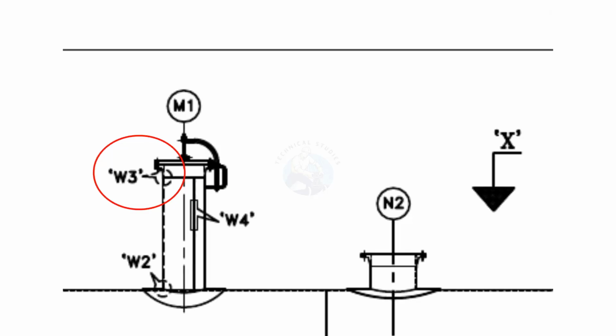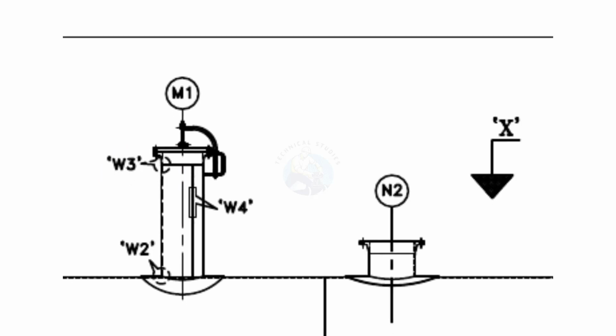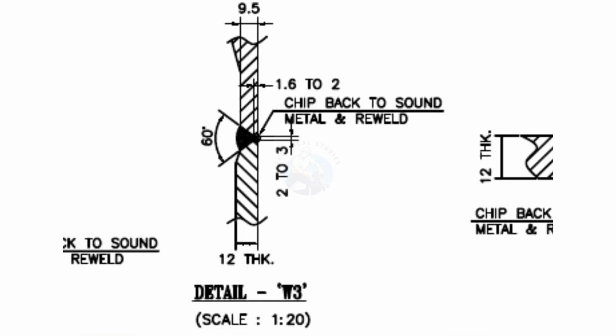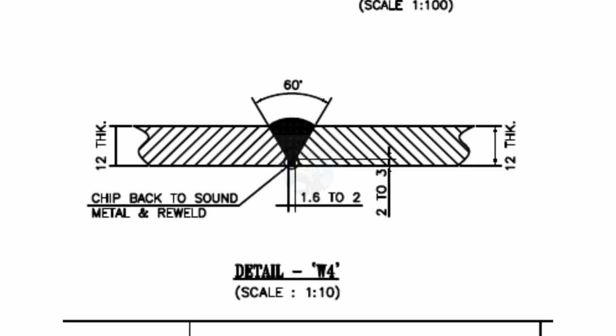W3 is the detail of the manhole neck to the flange welding. Detail W4. The manhole neck is 12 millimeters thick and single beveled.